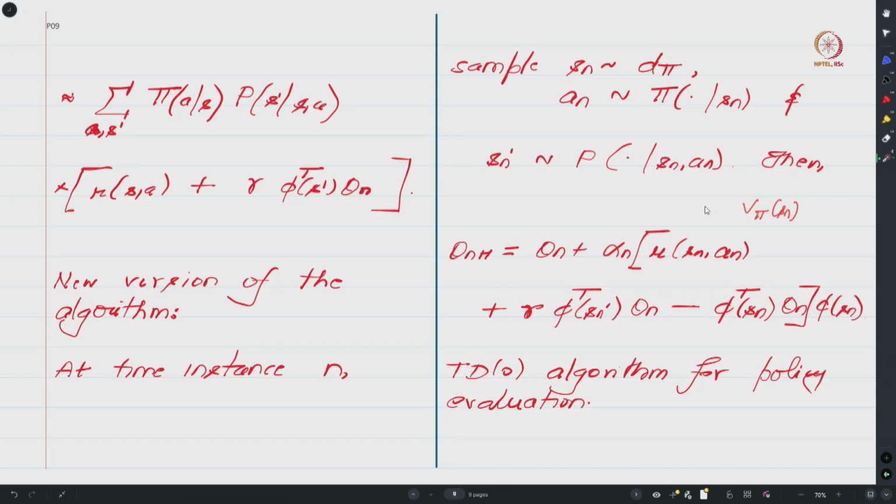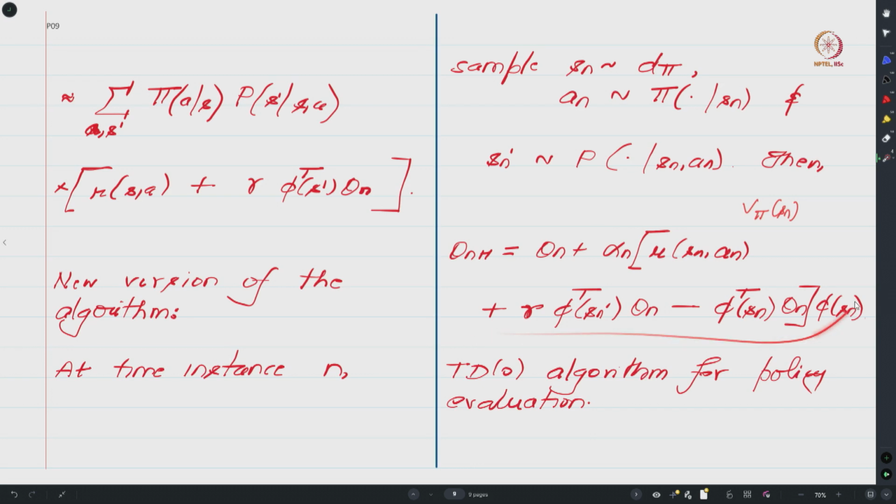Why am I able to replace it? Because if you keep V pi of Sn on the left hand side, then this quantity is approximately V pi of Sn. In particular, the expectation of this quantity is V pi of Sn, and keeping that in mind, I replace it with one of the samples. This is the algorithm that is often used in practice to evaluate how good your policy is.